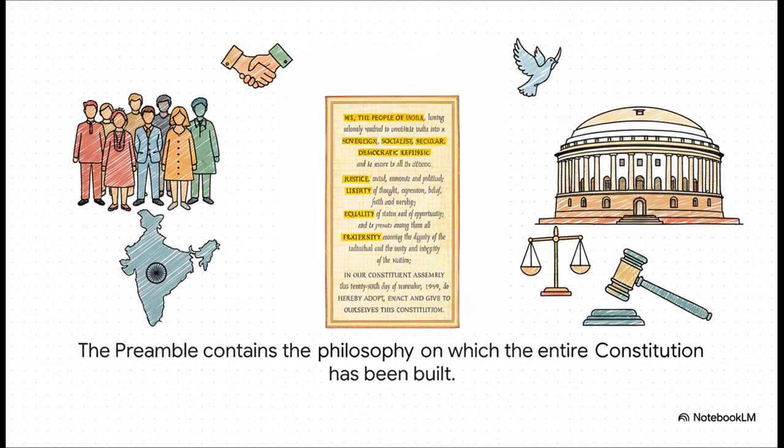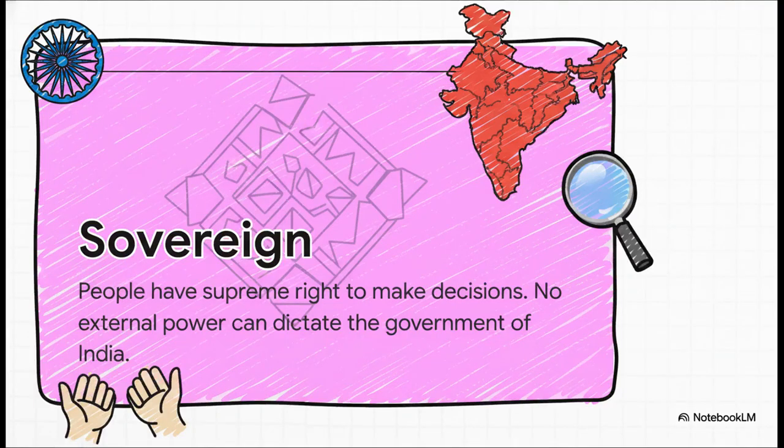Let's quickly understand a few of its most powerful words. First up, sovereign. What does it mean? It's simple. It means we are our own bosses. The people of India have the ultimate power to make decisions. No other country in the world can come and tell India what to do. We decide our own destiny.